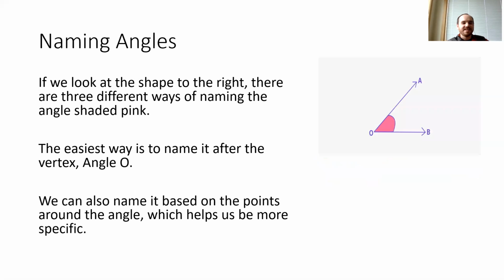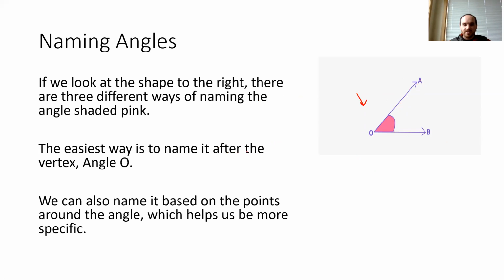All right. Next up, naming angles. Now, this is an important slide. What I do want you to do is start out by drawing this picture here. It is pretty much the same picture as last time, but these labels are very important because they're going to tell us how to name angles. So if we look at the shape to the right, there are three different ways of naming the angle shaded in pink. You don't have to shade your angle. You just need the A, the O, and the B.